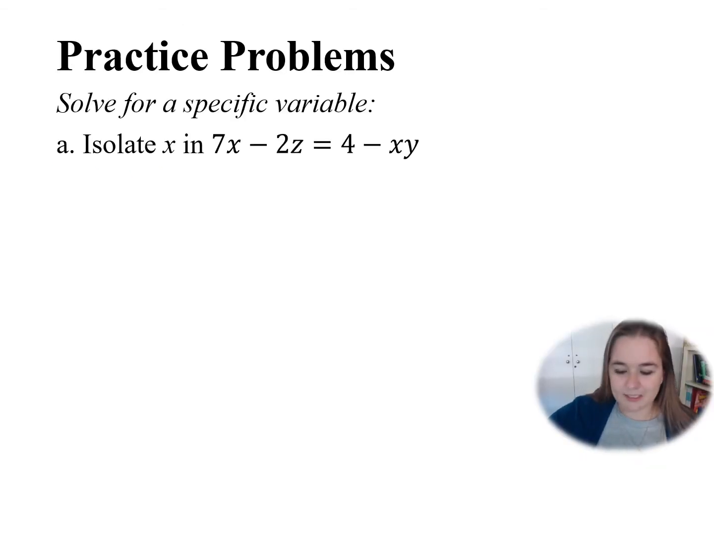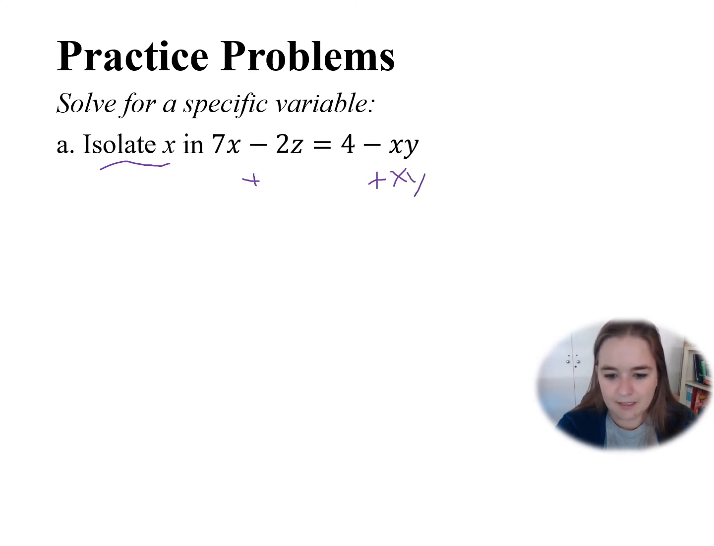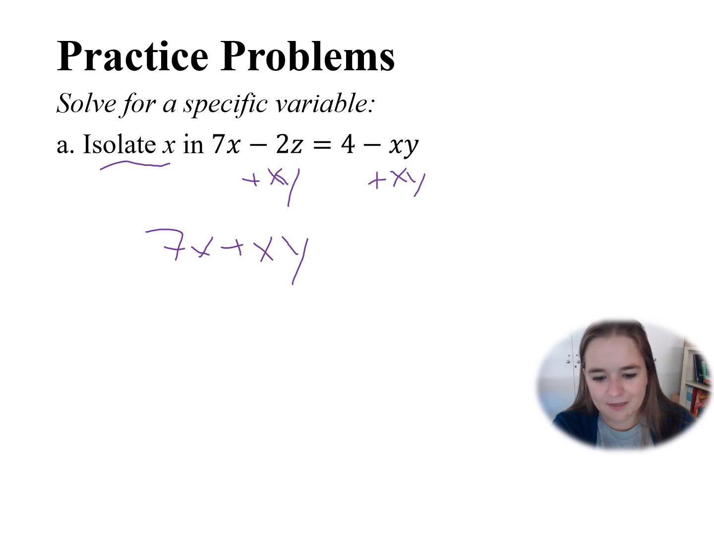So first, let's practice with this one here. I have my equation 7x minus 2z equals 4 minus xy. Well, now the first thing I want to do when I'm looking at this problem is I want to get all of my x on the same side because I'm looking to find x. So I want to take this xy and I want to add it to both sides. Now when I add it to the left side of the equation, there are no like terms. I don't have any other terms that have a coefficient and then xy. So I have 7x plus, I'm just going to write it next to it here, because my commutative property of addition tells me it doesn't matter where it goes, minus 2z equals 4.